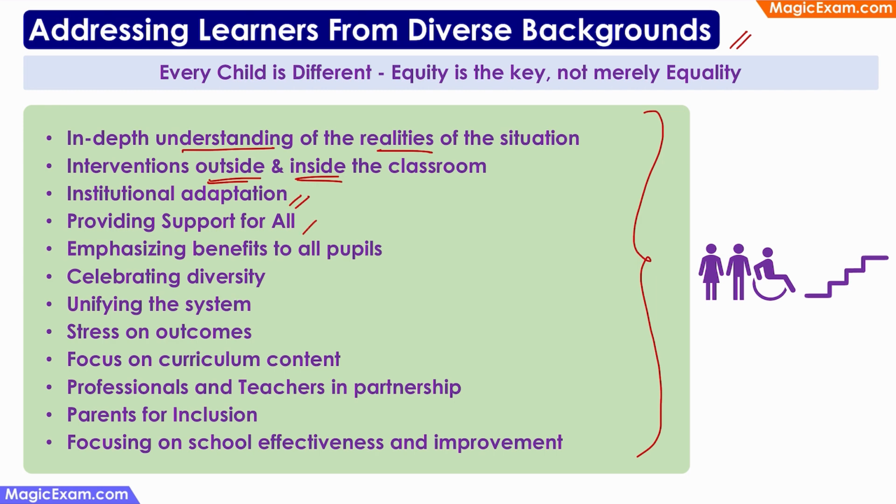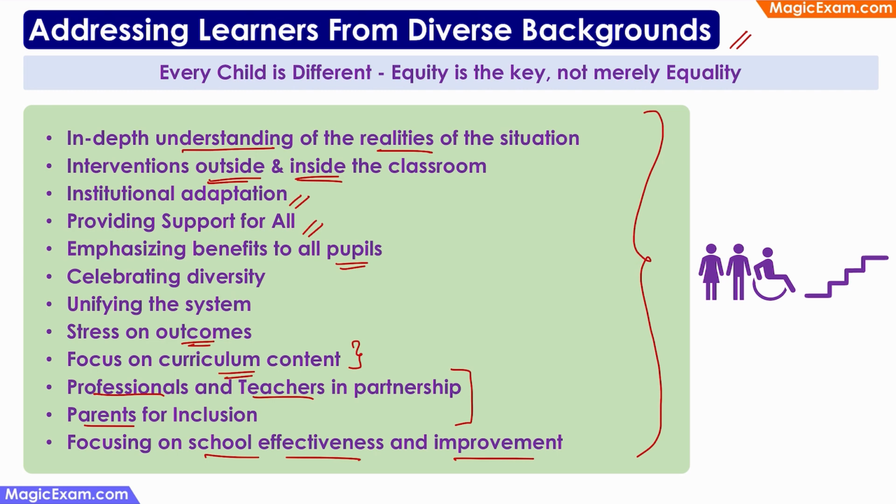And support should be provided for all, and emphasizing the benefits to all pupils means peer education. And stress on outcomes and focus on curriculum content. So you should not just look at the process, but you should look at the results, right? And the curriculum should be suitable for inclusive education. And here it is also talking about the fact that professionals, teachers and parents also should be included in this effort for inclusive education. And it is not just the classroom, but this inclusive education should be done at a school level. So school effectiveness and improvement is also necessary. So these are all very generic points about how to address learners from diverse backgrounds.